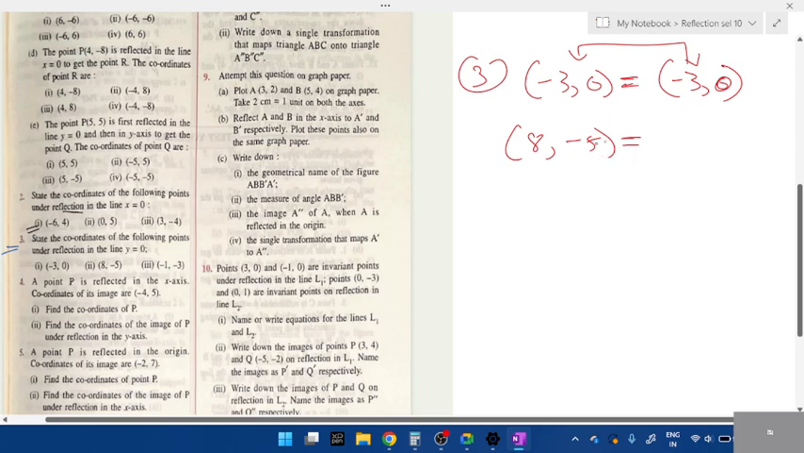Next, comma minus 5. If y is equal to 0, what's the answer? 8, comma 5. Only the y value will change. What's the answer? These are the answers, minus 1, comma 3.